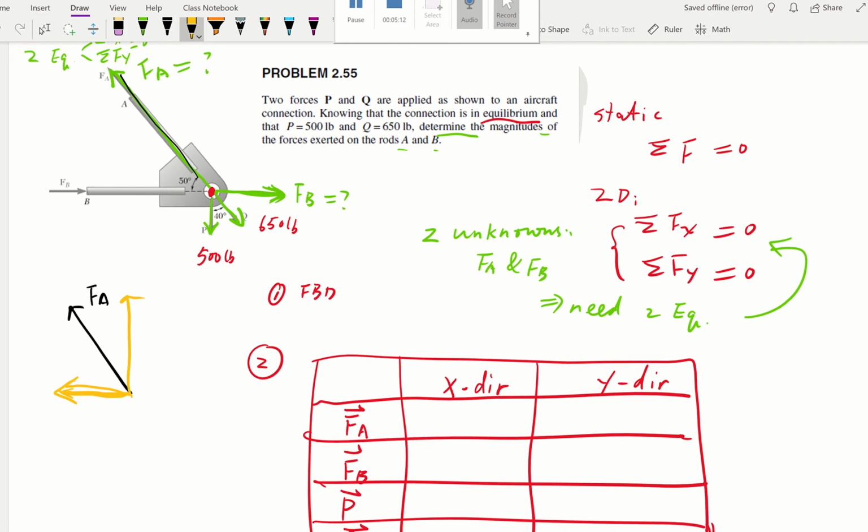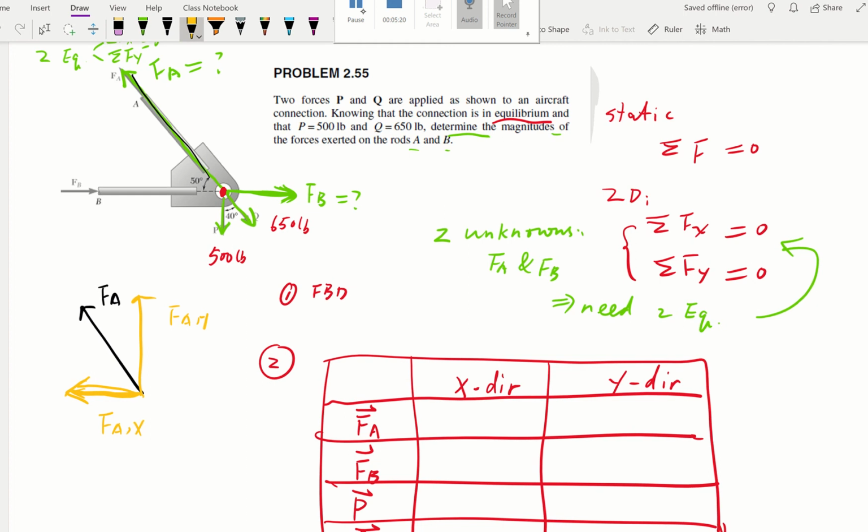So we get FA x, and this is our FA y. Remember, we have to consider sign very clearly. This x component is pulling to the left, so it will be negative. This angle here is 50 degrees, and this x component is adjacent to the 50 degrees, so we'll be using cosine. So we use FA times cosine 50, in the negative direction. Since we're solving for FA, we just write down this variable. Now I hope you know how to figure out the y component. So pause for a second and write it down yourself.